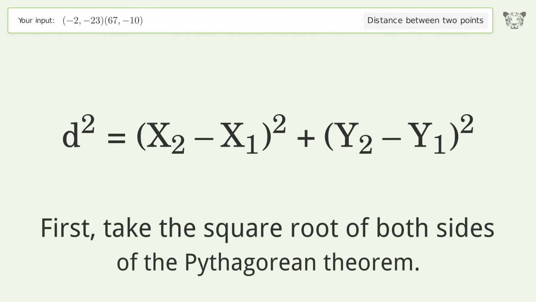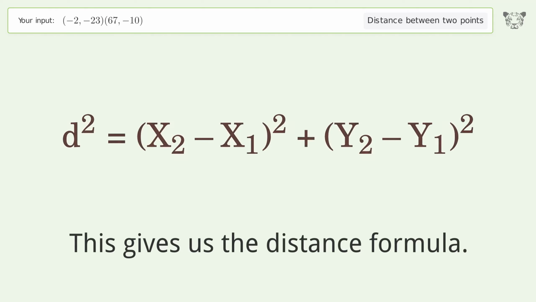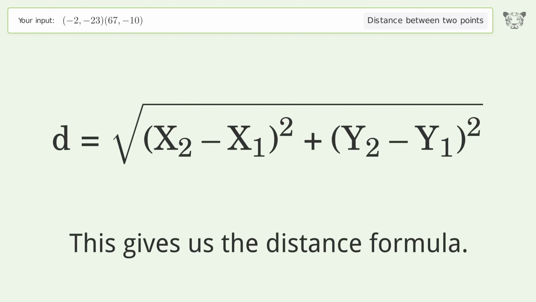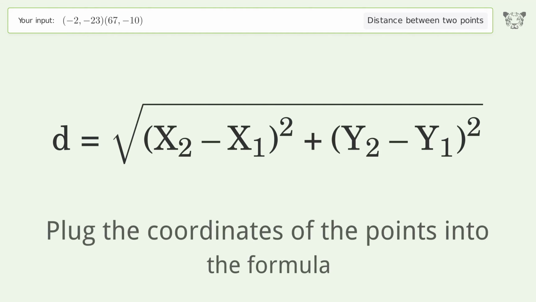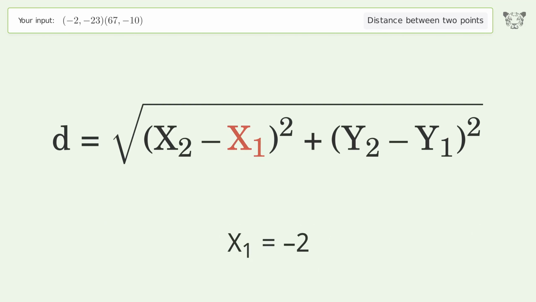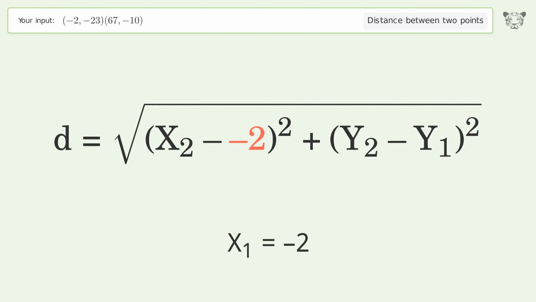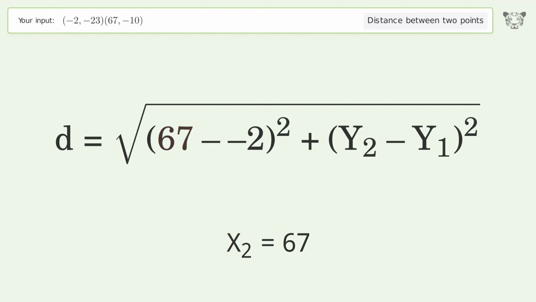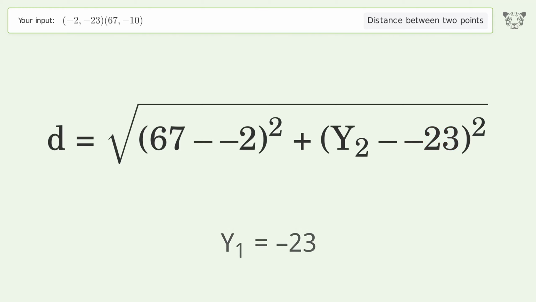First, take the square root of both sides of the Pythagorean theorem. This gives us the distance formula. Plug the coordinates of the points into the formula. x1 equals -2. x2 equals 67. y1 equals -23. y2 equals -10.